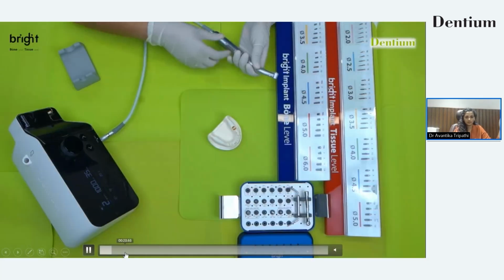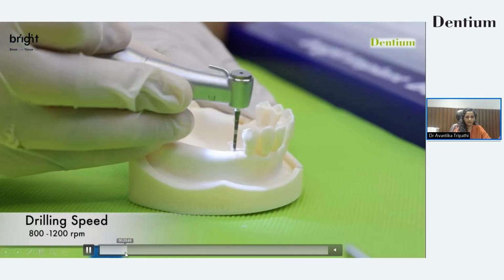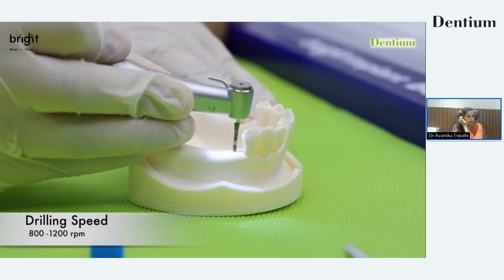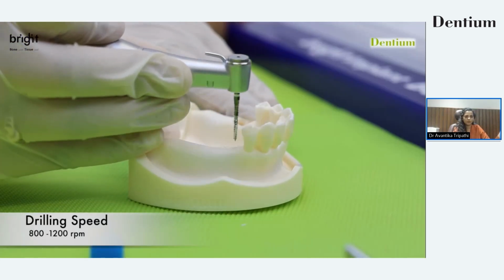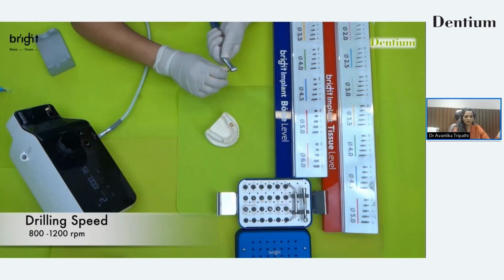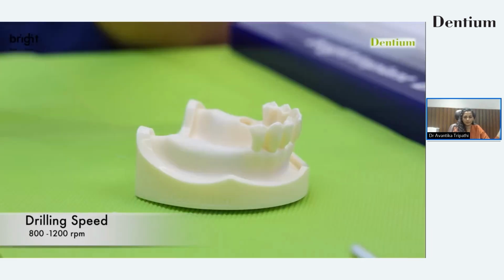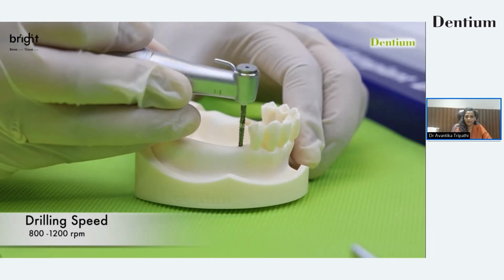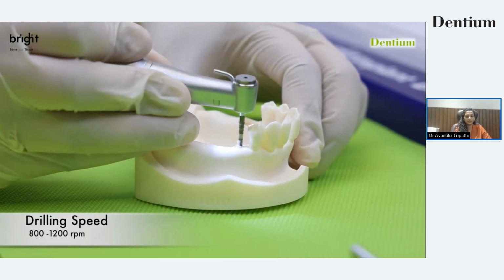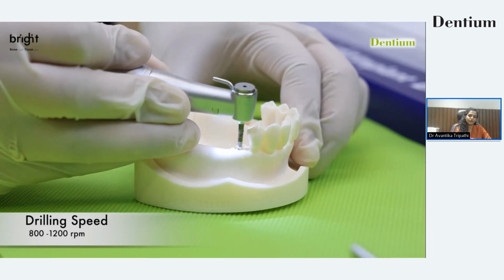Let's see a short video of the drilling sequence of a Bright bone level implant. First I'm going to drill with a 2.5, then I'm going to drill with a 3 mm drill. The drilling speed will be like that of any other implant. It will be in the range of 800 to 1200 depending on the quality of bone.